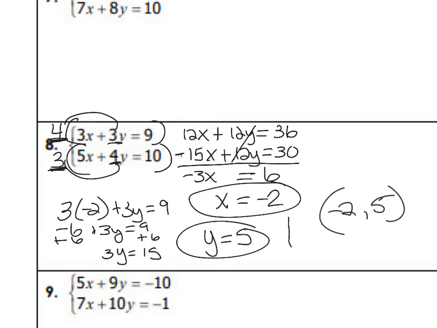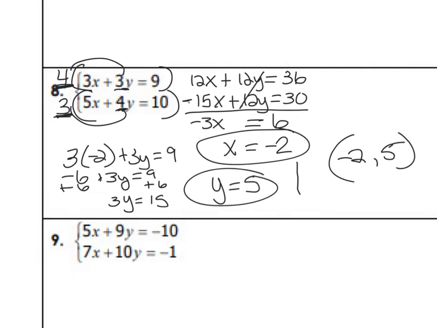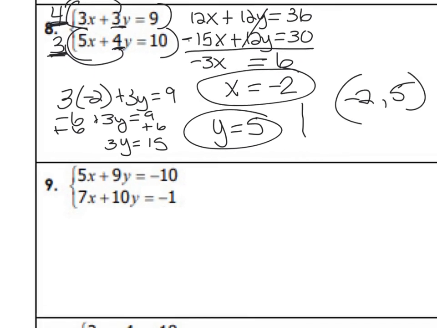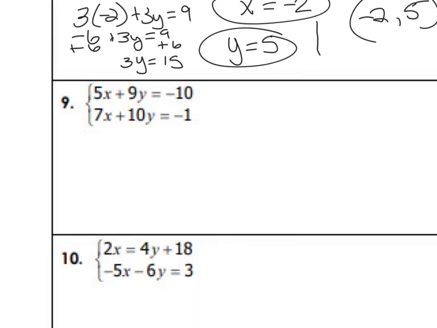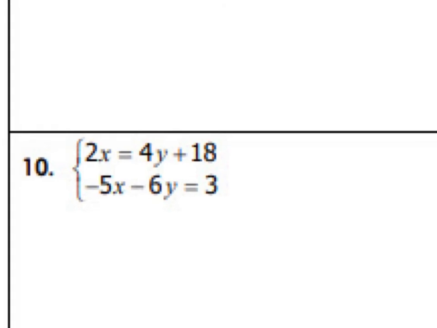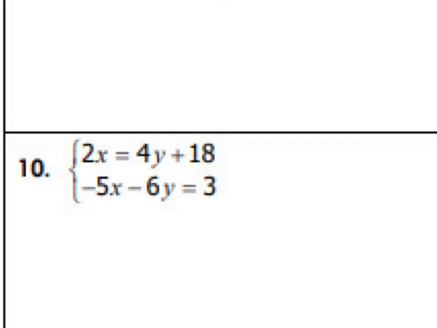Okay, let's look at number 10. All right, so first off, remember we have to keep them lined up, correct? The equal sign needs to be over the equal sign, so I need to bring this over here. So when you get 2x minus 4y equals 18, and this is going to be -5x minus 6y equals 3. All right, so everything's lined up.